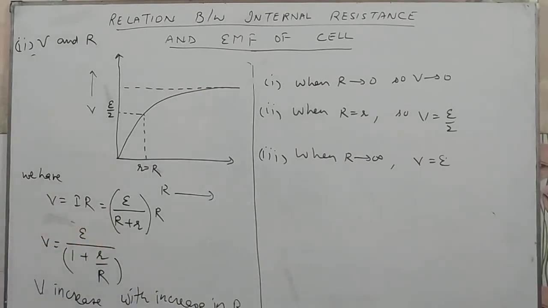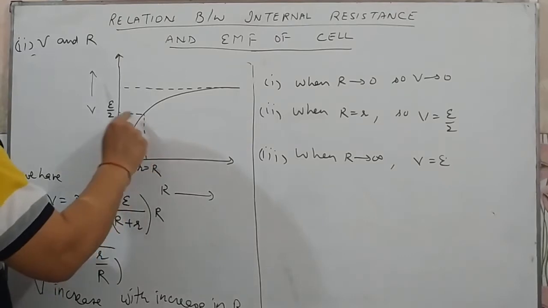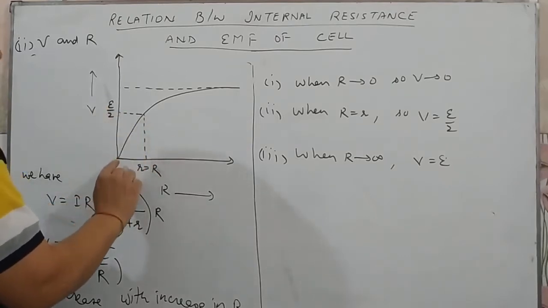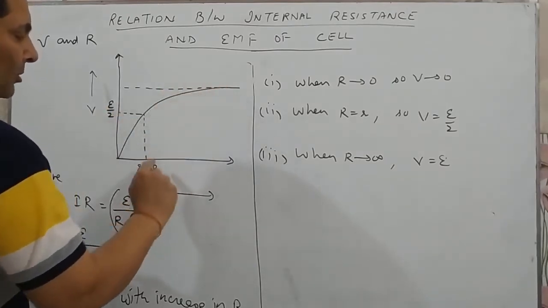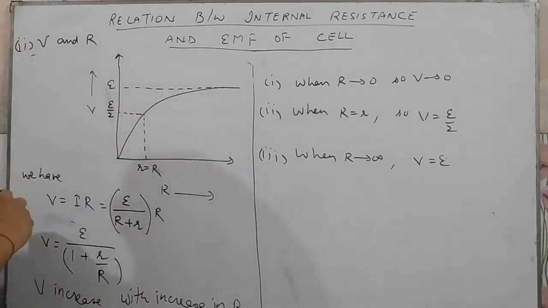You can see the graph also. When R is 0, V is 0. When R is equal to small r, V is equal to E by 2, half of the EMF. And as R increases so high that it becomes infinity, V becomes equal to E. I am writing it here.